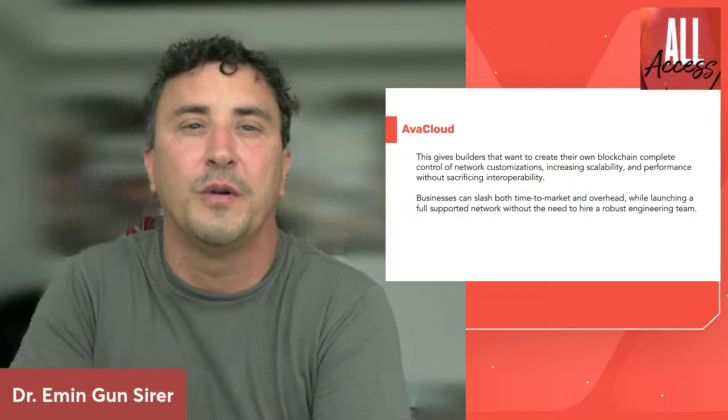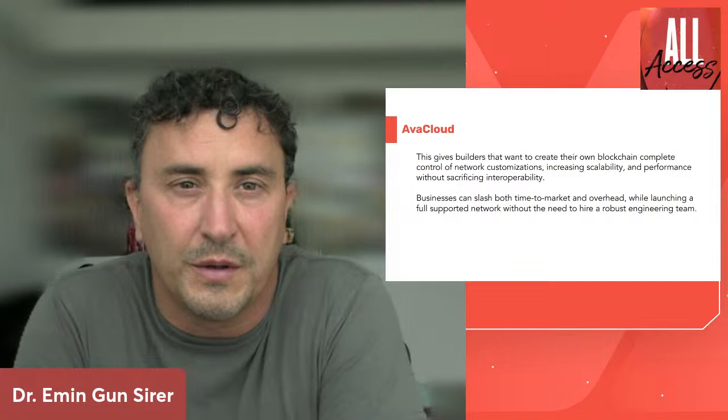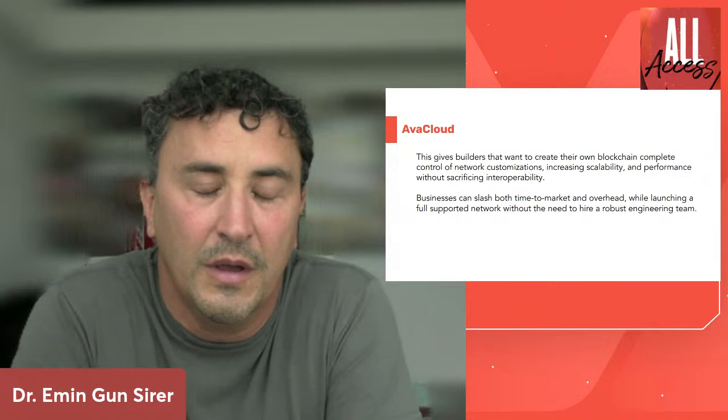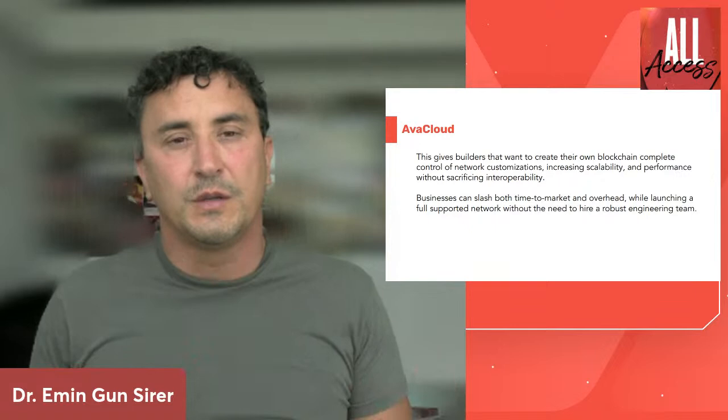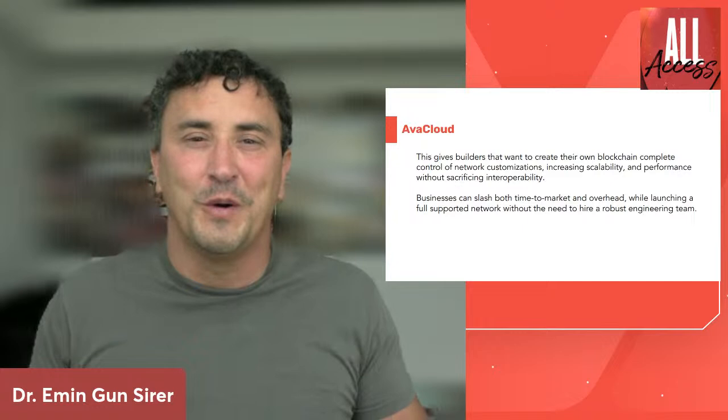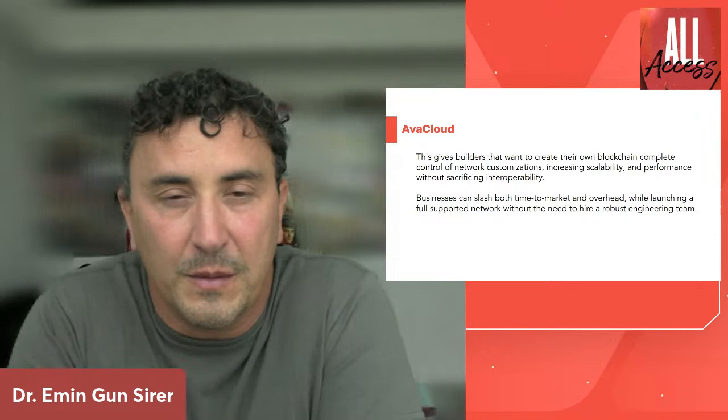So Ava Cloud allows you to launch one of these at the press of a button, and once launched, these things run on their own. And as I mentioned, the validator set for such a chain can be as open as you like, or as closed as you like. If you have a private consortium open to just two people on up, any number between two and infinity is possible and supported. So your time to market is incredibly low.